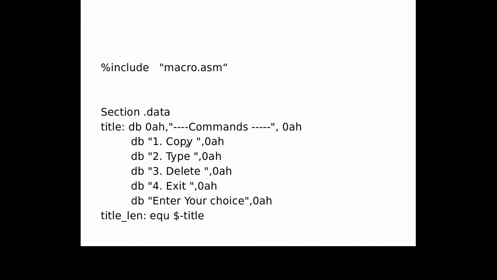The first message we want to display on the screen is the one taking the choice from the user, what operation we have to perform. This is the message called title. The first choice is copy, second is type, third is delete, fourth is exit, and then enter your choice. Then we find the length of that title message in the variable title length. So this message will first display on the screen.